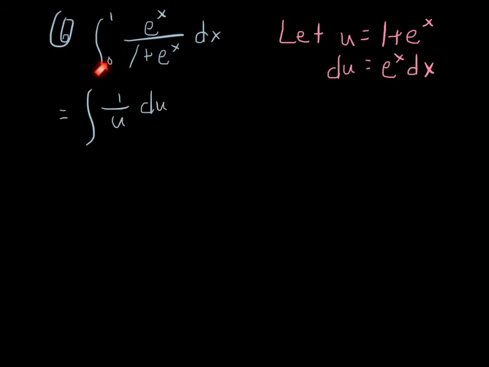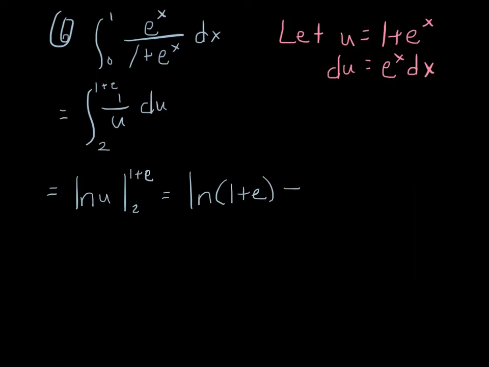We have to substitute our limits here. Let's see, when x is 0, that would be 1 plus 1, so that's 2 down here. And when x is 1, we've got 1 plus e. Okay. We know that the integral of 1 over u is ln u. Now let's substitute that stuff in. We got ln of 1 plus e minus the ln of 2.